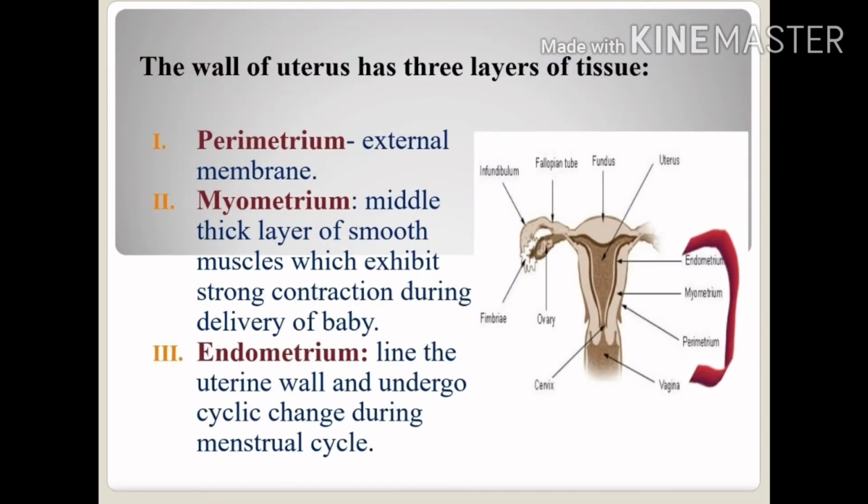Now we will talk about the uterus and its layers. The uterus is a pear-like structure. It is also called the womb, and it consists of three main layers. These are the perimetrium, myometrium and the endometrium. You can see here in the diagram, the perimetrium is the external membrane. The myometrium is a middle thick layer of smooth muscle which exhibits strong contraction during the delivery of the baby. And the endometrium lines the uterine wall and undergoes cyclic change during the menstrual cycle.